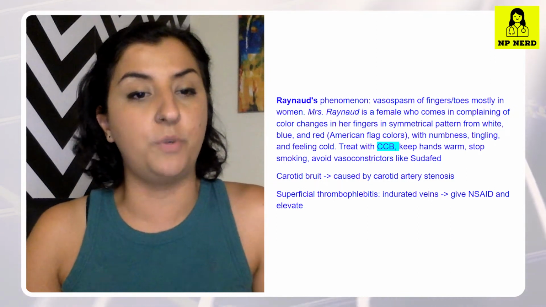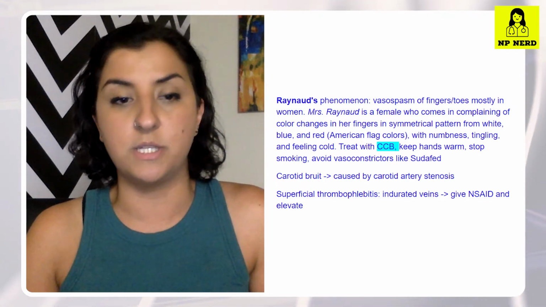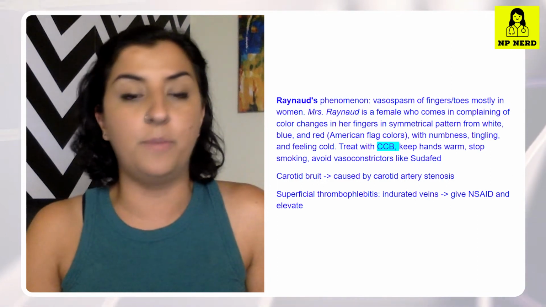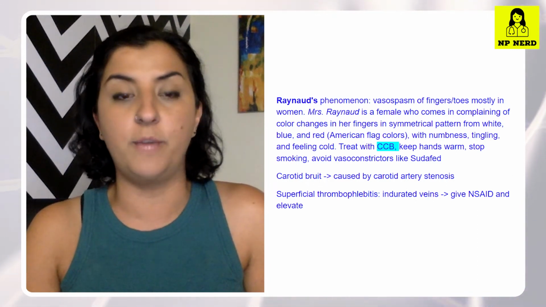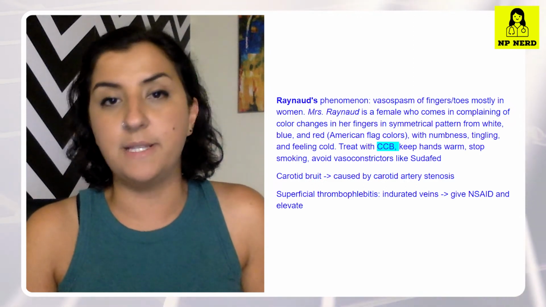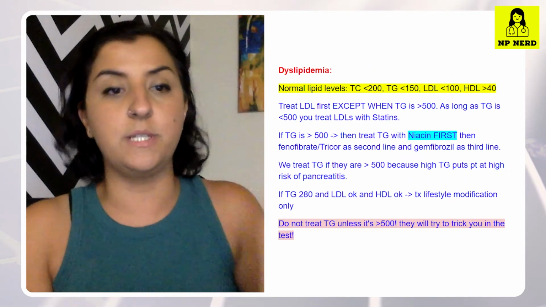The carotid bruit, it's mostly caused by carotid artery stenosis. You remember that a little bit from nursing school as well. Thrombophlebitis, the superficial thrombophlebitis, this happened because of indurated veins. You just give some NSAID and you elevate, okay? Easy stuff. Now moving along to dyslipidemia.